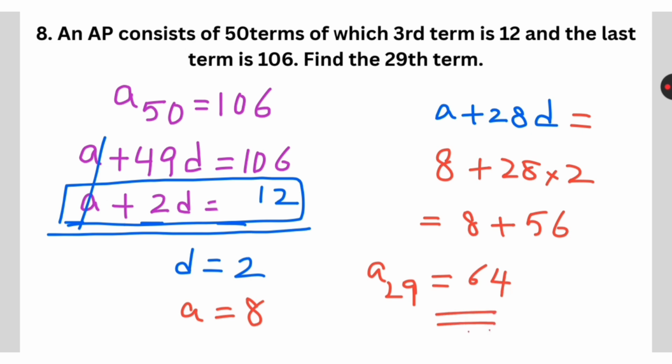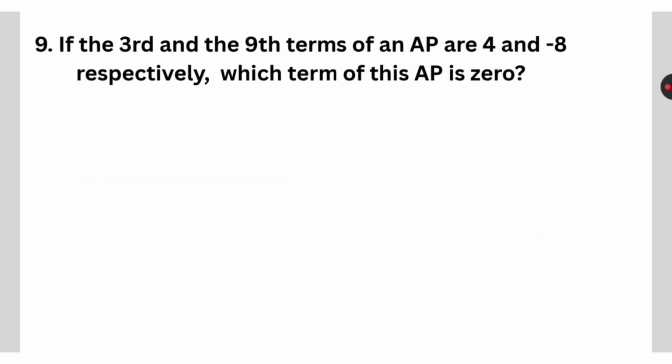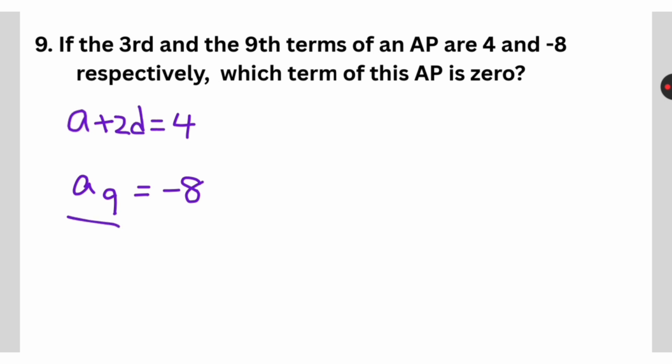Let's see the 9th question. If the third and 9th terms of an arithmetic progression are 4 and minus 8 respectively. So what they have given is the third term, that is A3, as 4, and the 9th term is minus 8. The third term is nothing but A plus 2d, isn't it? So let's write A plus 2d, the term is 4. And A9 is nothing but A plus 8d. So just write A plus 8d, the term is minus 8. Here we need to find out which term of this arithmetic progression is 0. That means we need to find in which term 0 comes.